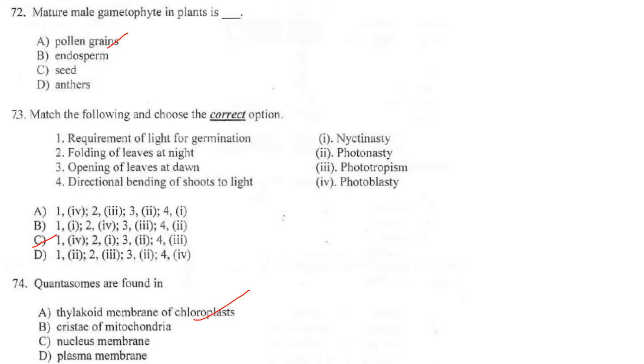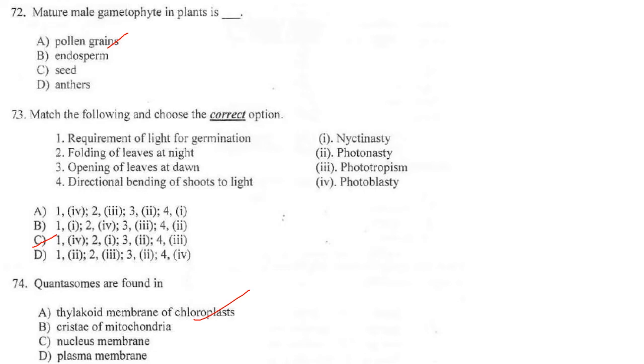Then match the following and choose the correct option. Requirement of light for germination is photoblasty. Folding of leaves at night is nyctinasty. Opening of leaves at dawn is photonasty. And directional bending of shoot to light is phototropism. So answer is option C.